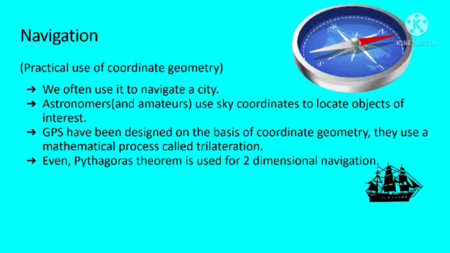Navigation. Navigation is mainly based on the practical use of coordinate geometry. We often use coordinate geometry in order to navigate a city. Astronomers and amateurs use sky coordinates to locate objects of interest. GPS has been designed on the basis of coordinate geometry. They use a mathematical process called trilateration. Even Pythagoras theorem is used for two-dimensional navigation of ships.